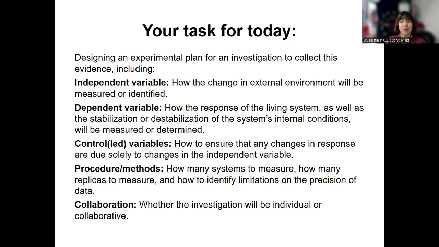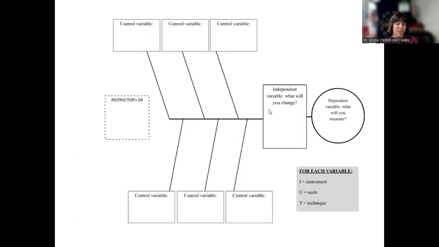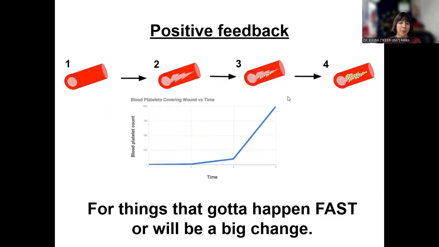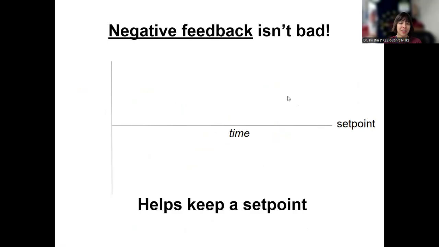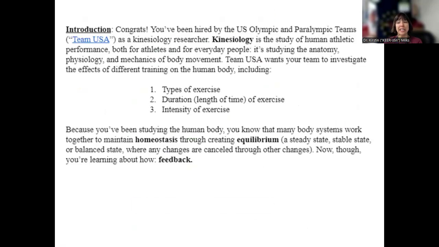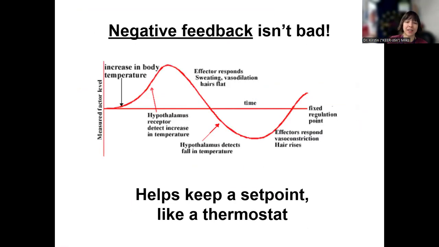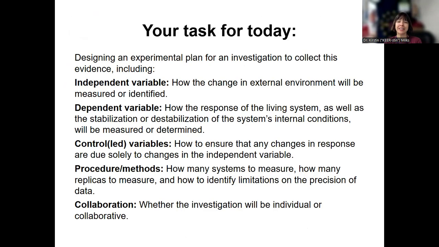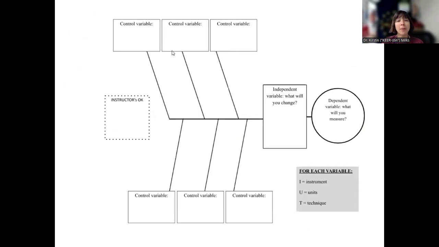So what we did today was think about what it was you were going to change. Remember, there are a couple options here. They're all the way back here. My apologies. There. Type of exercise, duration or length of time of exercise, and intensity of exercise. And so folks went through and filled out this diagram. And then they thought about controls.